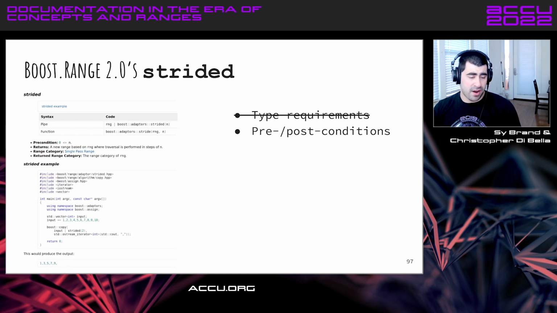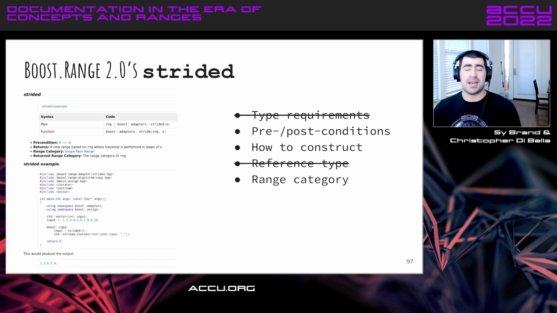It tells us how to construct it using the example, and also in the function at the top in the table. It doesn't tell us what the reference type is, which is a bit unfortunate, but it does say that it's a single pass range. And a single pass range is another way of saying an input range, which means that we can iterate over it, but when we move past an element, we are never allowed to go back and look at previous elements. It doesn't tell us whether or not it's a sized range, which is unfortunate.